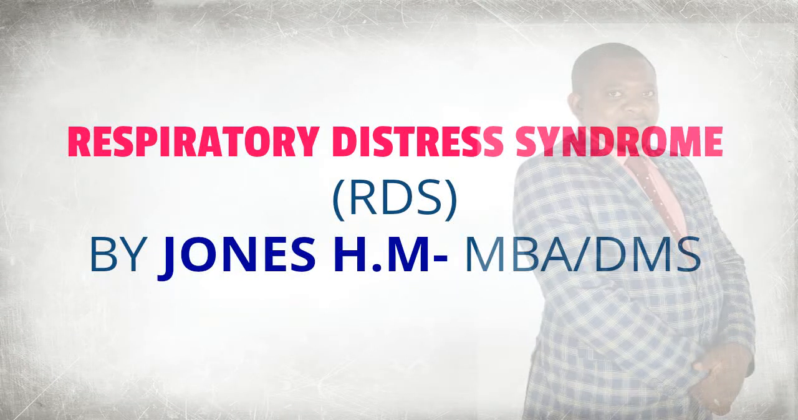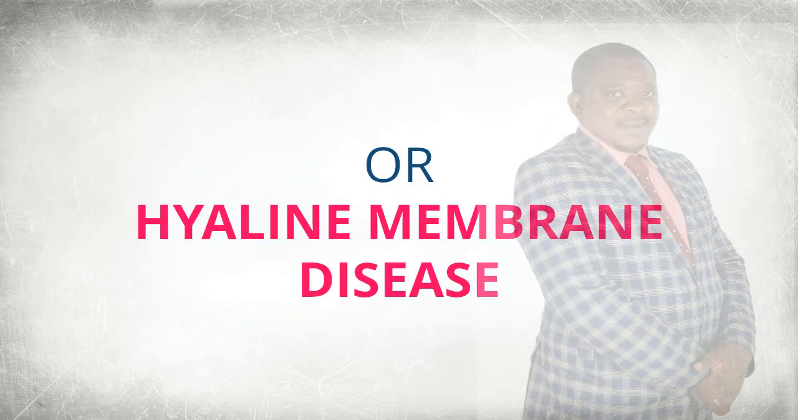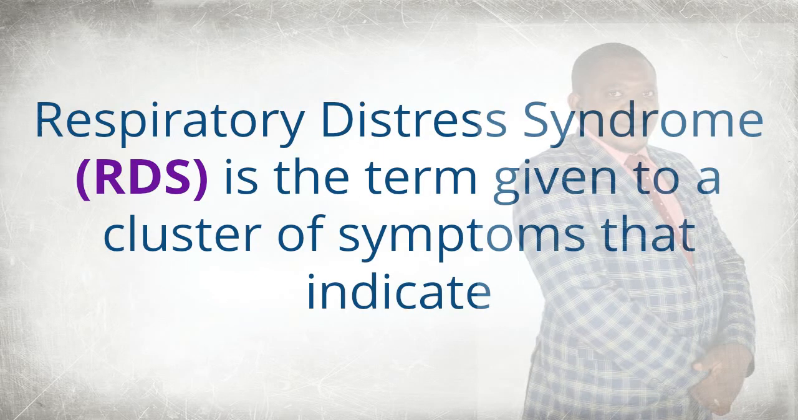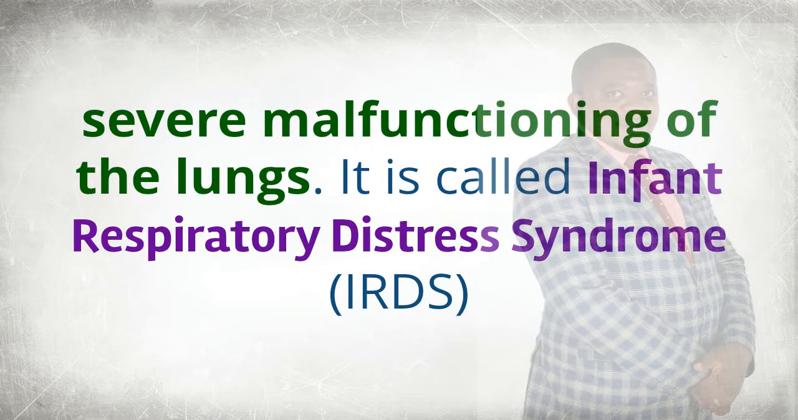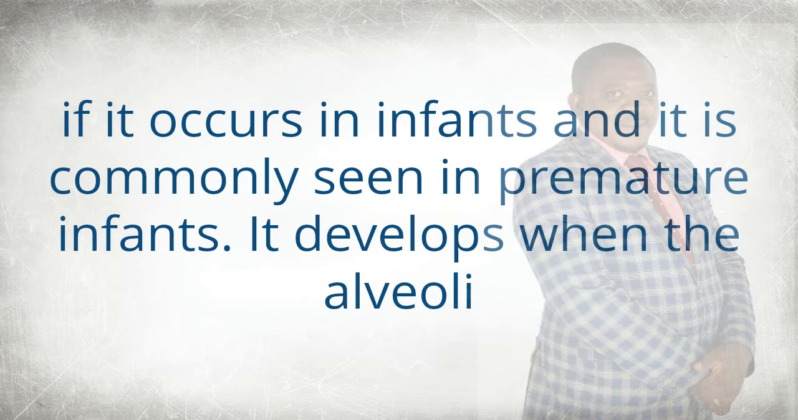Today, we talk about Respiratory Distress Syndrome, RDS, also known as Hyaline membrane disease. Introduction. Respiratory Distress Syndrome, RDS, is the term given to a cluster of symptoms that indicate severe malfunctioning of the lungs. It is called Infant Respiratory Distress Syndrome, IRDS, if it occurs in infants, and it is commonly seen in premature infants.